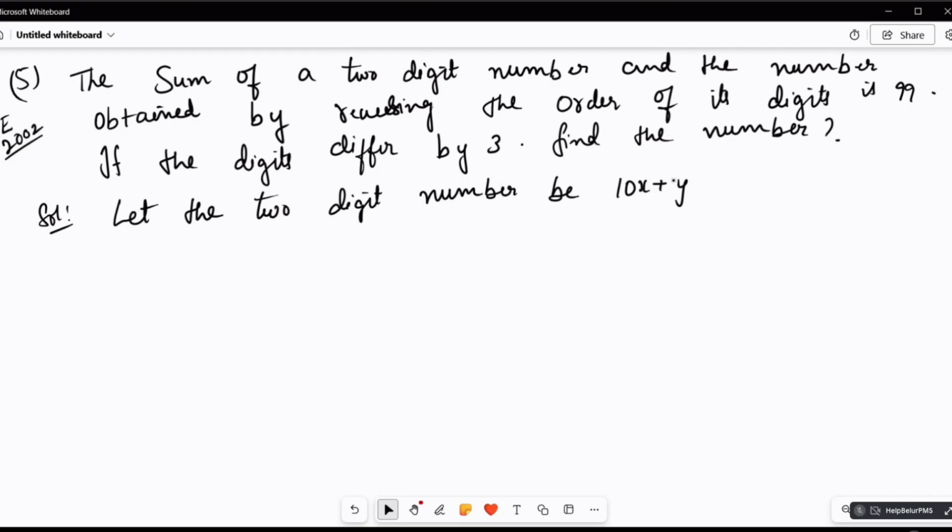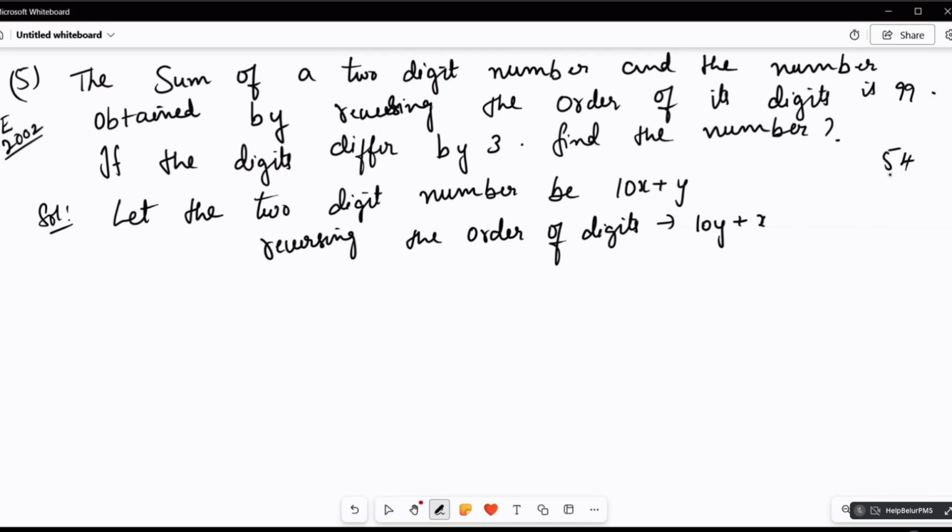By reversing the order of digits, what will you get? The number will become 10y plus x. For example, if 54 is the number, reversing the order it becomes 45. 54 means 10 into 5 plus 4, and 45 is 10 into 4 plus 5. So 10x plus y, reversing the order, will become 10y plus x.